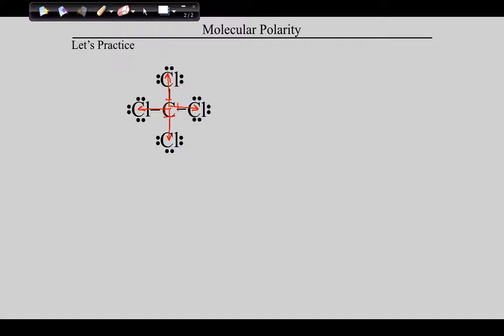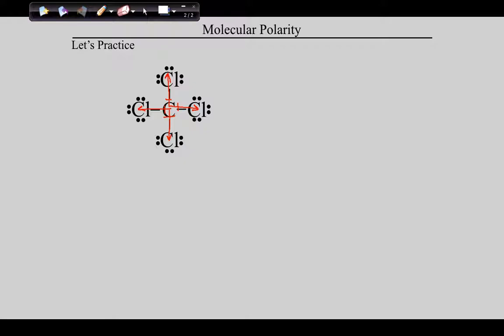Here's what that means. It means that all of the poles cancel out. If you've taken physics and you understand vector sums, that's what we're talking about here. That this pole, this pole, this pole, and this pole all cancel out.